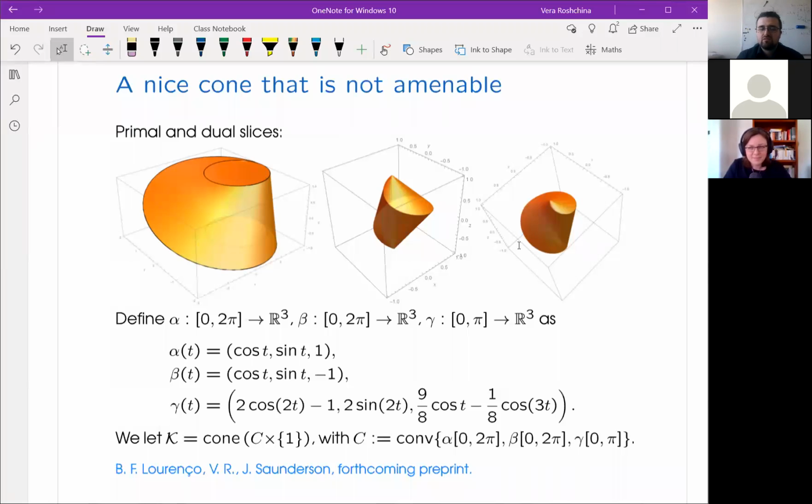Yes, I would like to ask a question. Sure, please go. Can we ensure, Vera, that there is not a non-exposed face with dimension one less than the original set? I mean, if you have a set with dimension n, can we find a non-exposed face with dimension n minus 1?